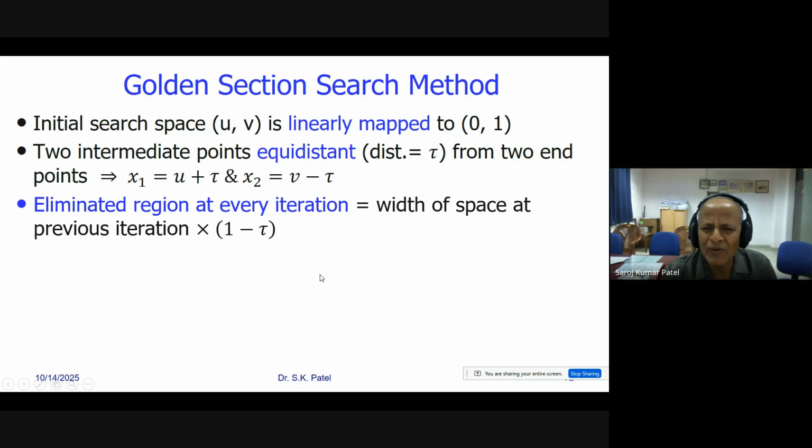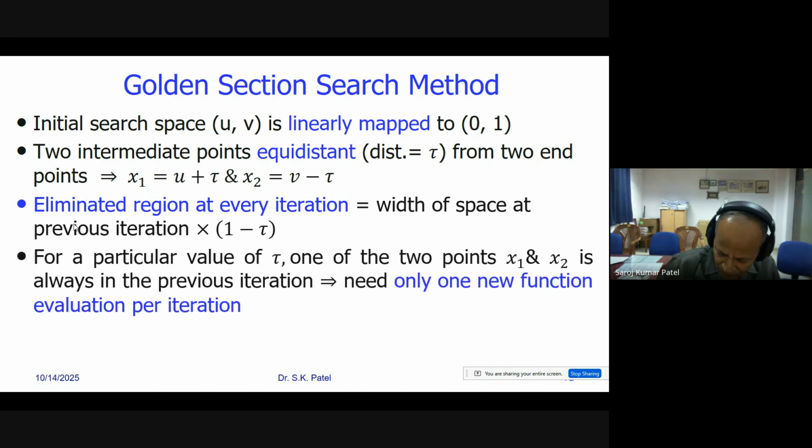The region eliminated by this method will be 1 minus tau times the width of the space at the previous iteration. And here we need not calculate the function value at both points. Only one of the values will be a repetition of the previous values. So at every iteration we calculate only one new function evaluation, and the fewer function evaluations you need to get the result, the more efficient the algorithm is.